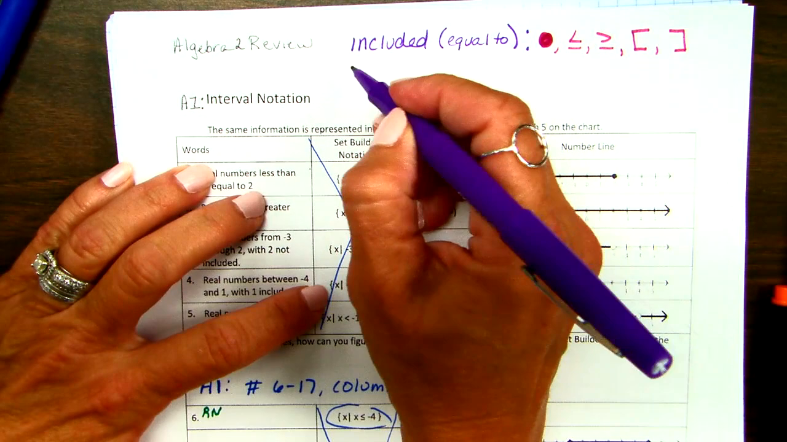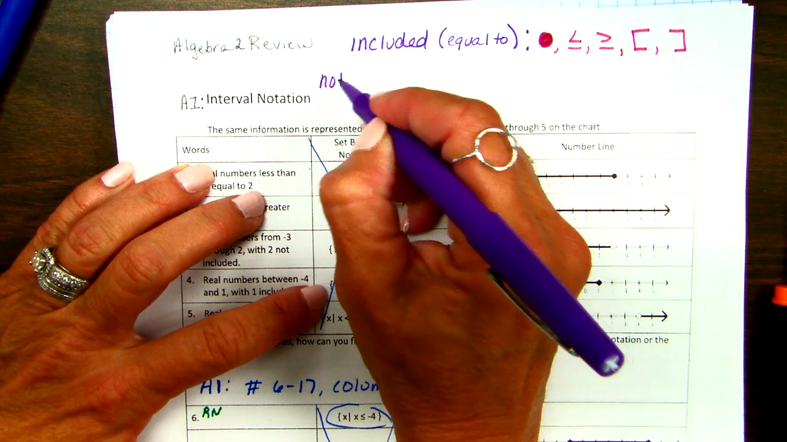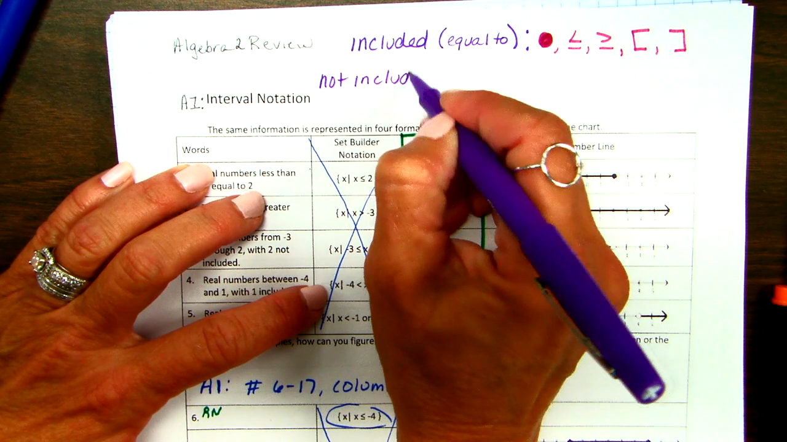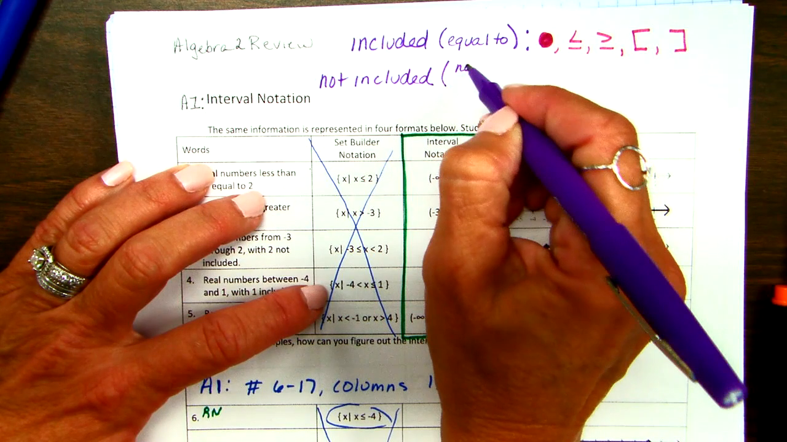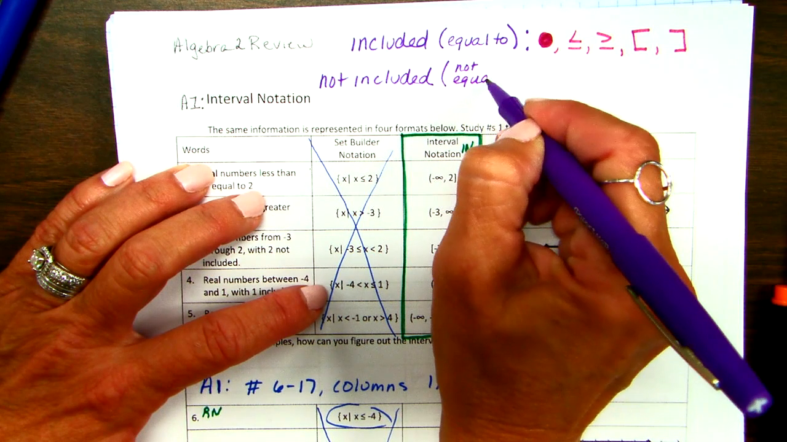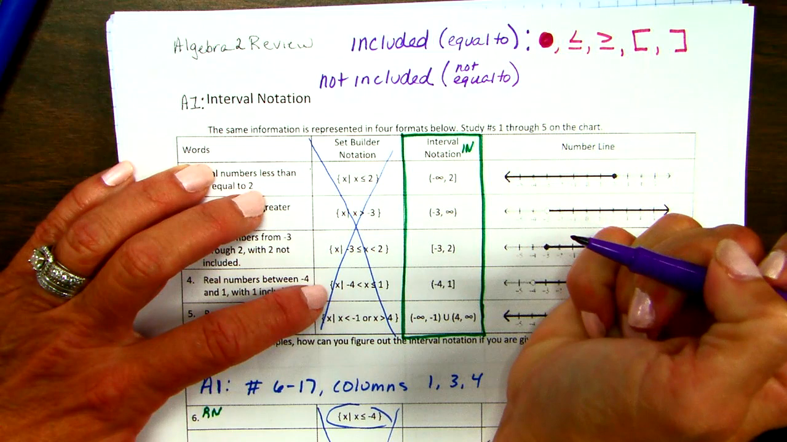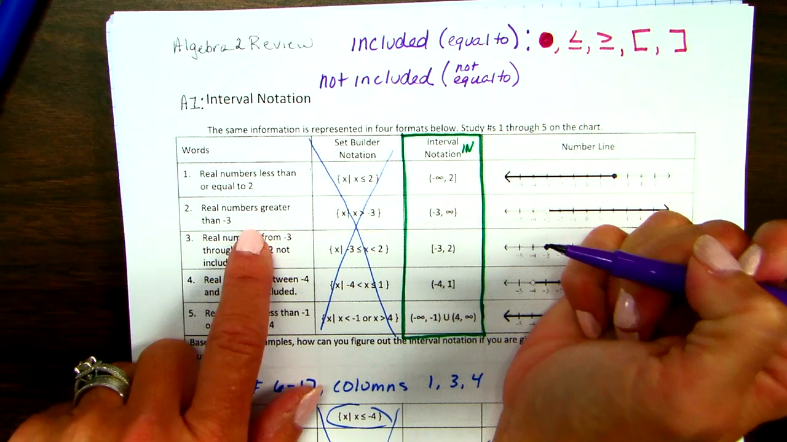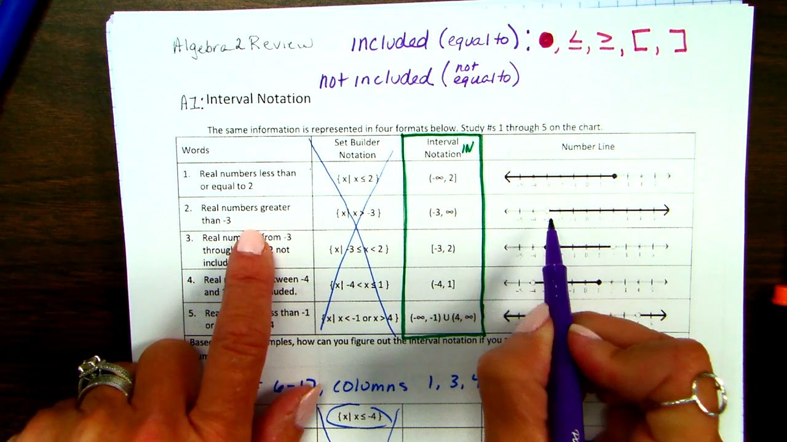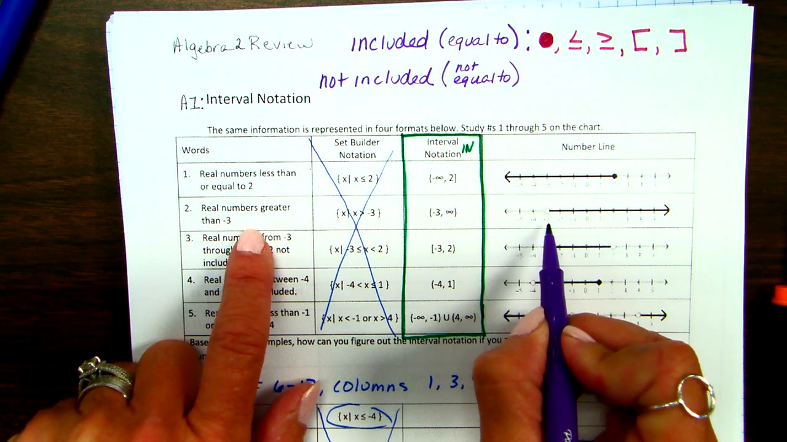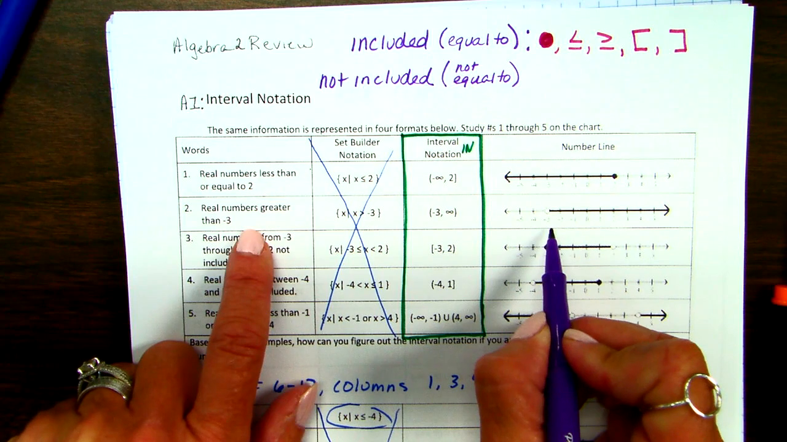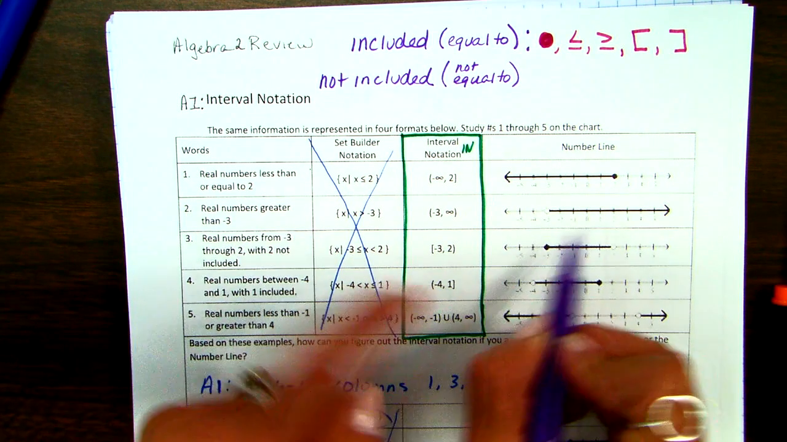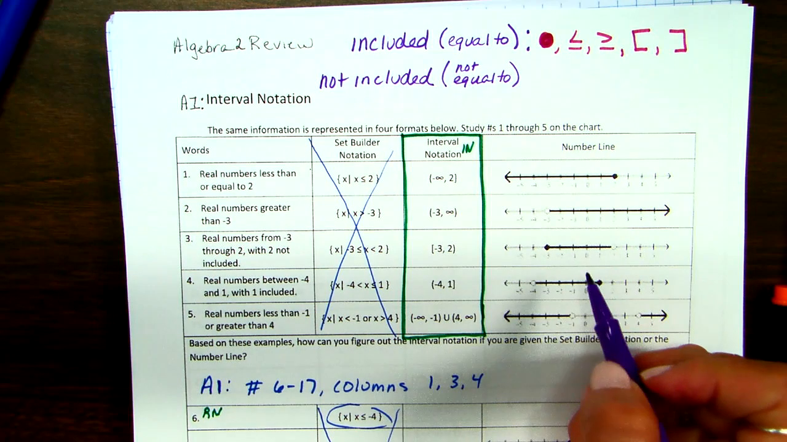Now let me give you the other set of notes for this, and then I'll go back to these problems. When it's not included, so not equal to if you want to write that, sometimes we might want all the numbers, like this next one, real numbers greater than -3. We're going to have an open circle on the -3. It's not including it. -3 is not part of the answer, but all the numbers greater than or to the right are part of it.